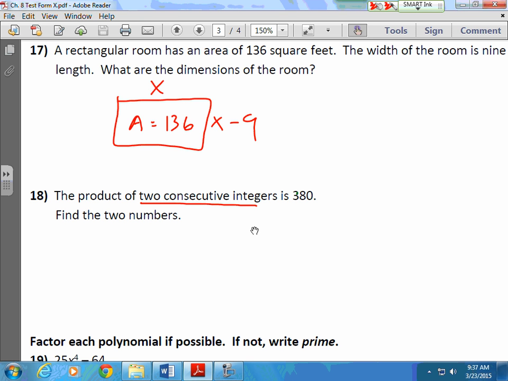How do you find the area of a rectangle? Okay, so x times x minus 9 should be equal to 136. What does x have to equal? So, let's distribute. X squared minus 9x. And what do you think we're going to do with the 136?